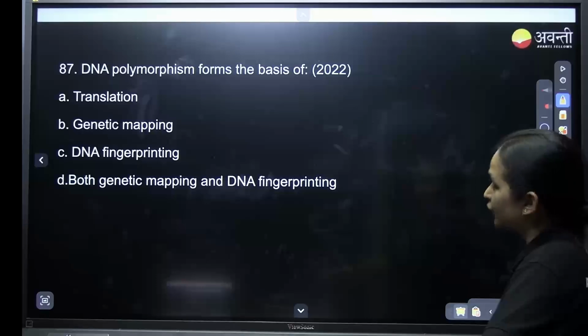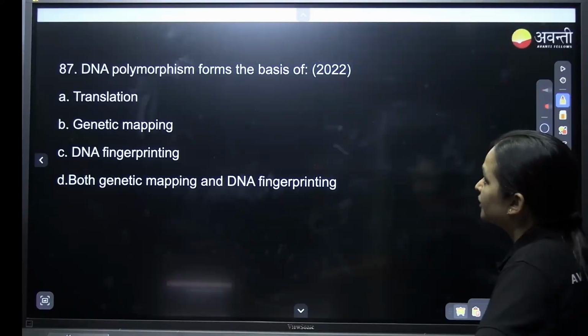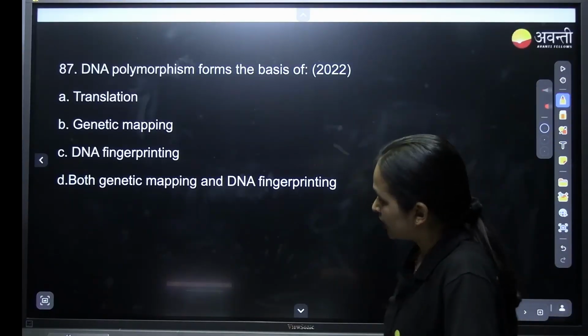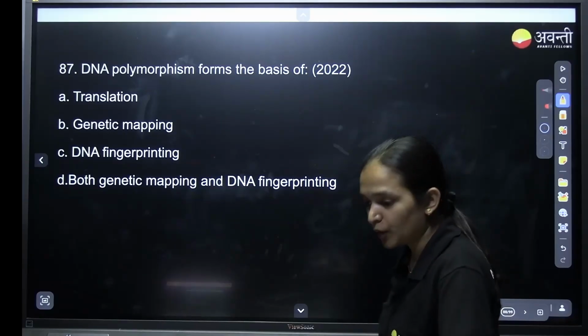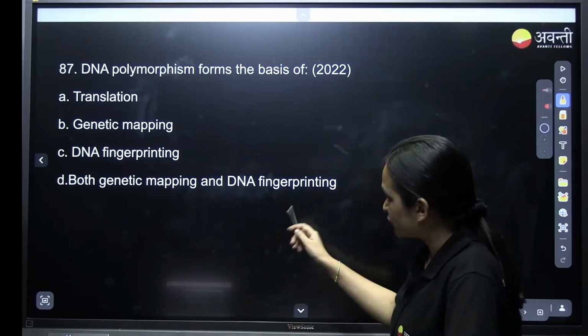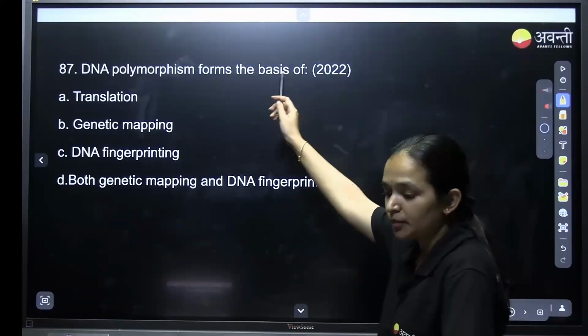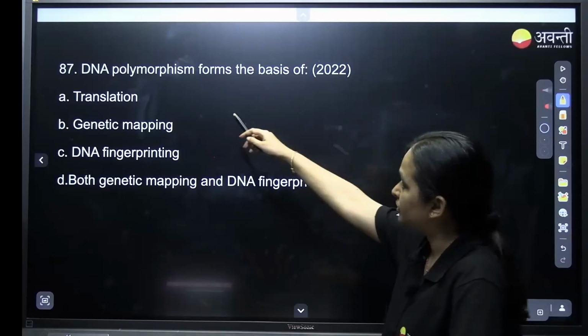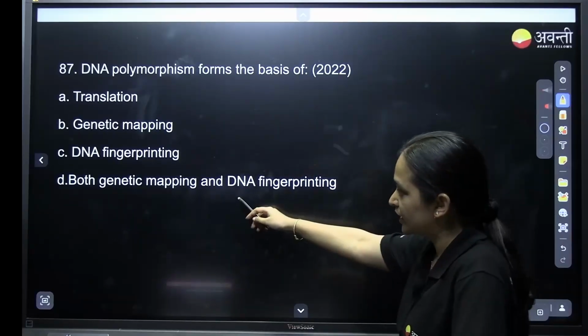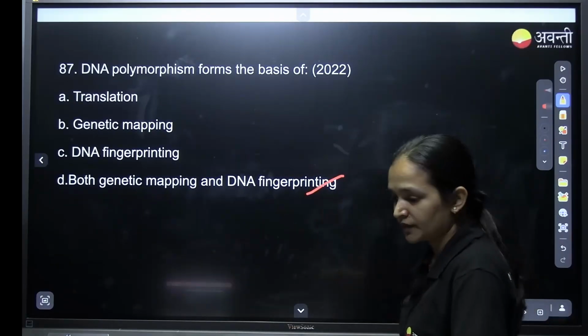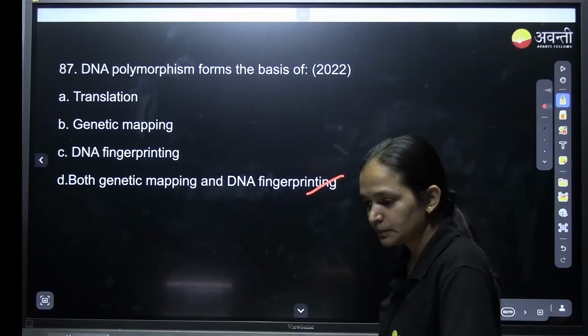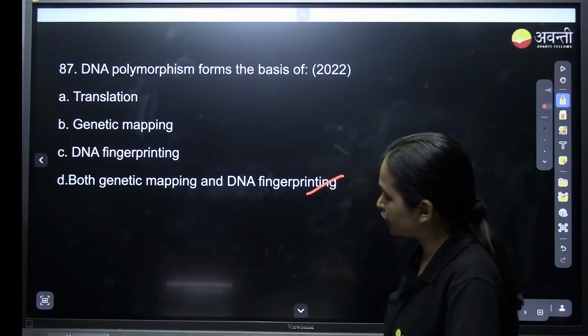DNA polymorphism forms the basis for both genetic mapping as well as DNA fingerprinting. This was the main thing. Understanding? D for Delhi is the correct answer.